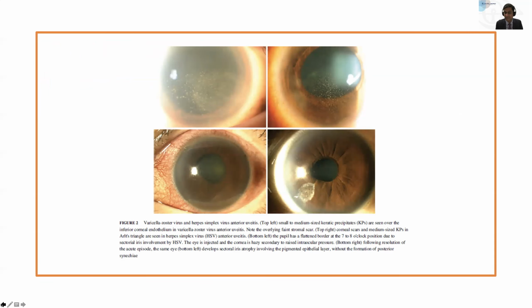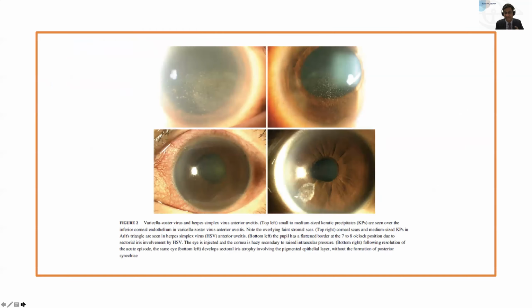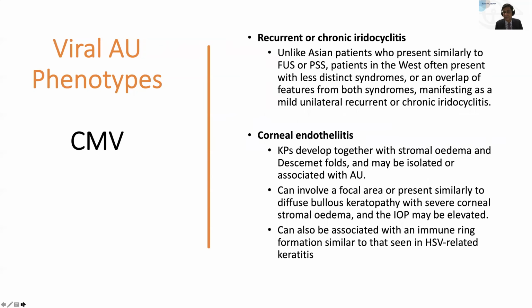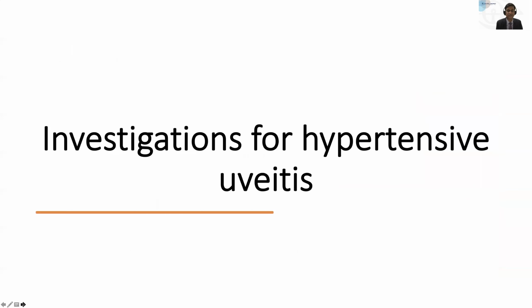Some of these findings have been picked up from publications from Professor Chi-Soon Paik in patients with CMV. So here in this picture, you can see the distribution of the keratic precipitates, which can be the small stellate kind of keratic precipitate, looking like satellite KPs. And also you can get an immune ring, very nicely demonstrated by Professor Chi-Soon Paik in her publication.